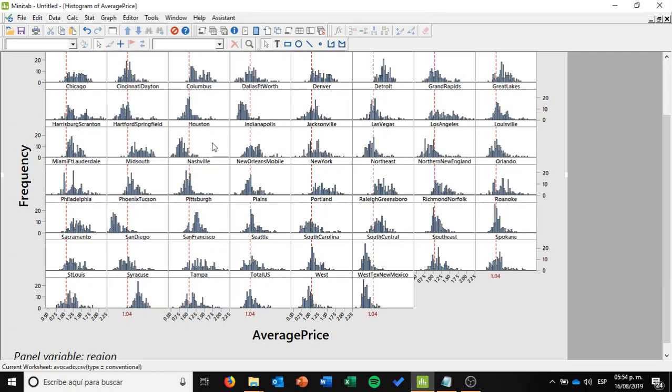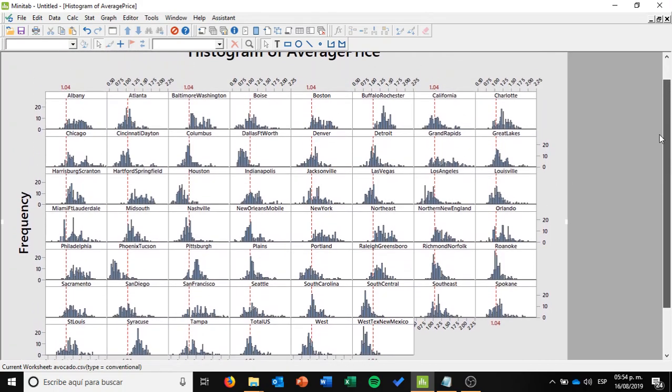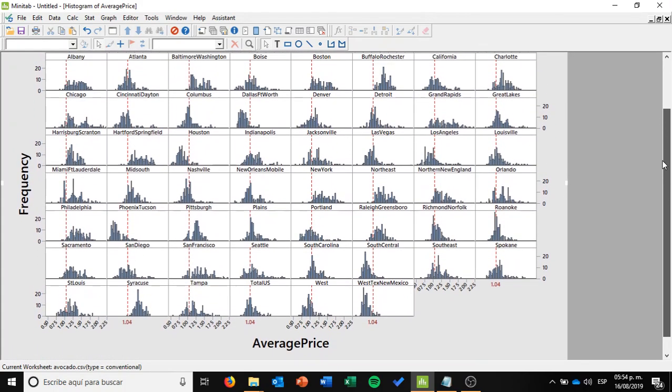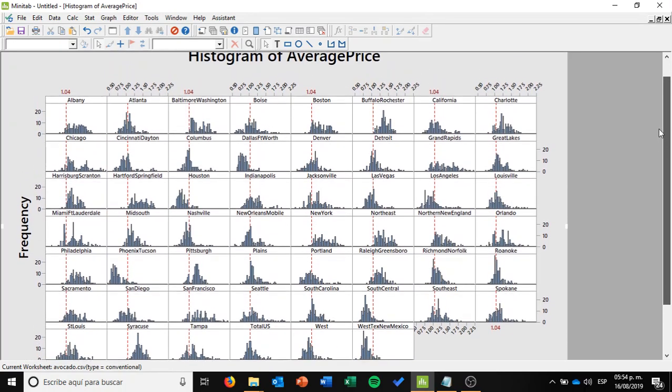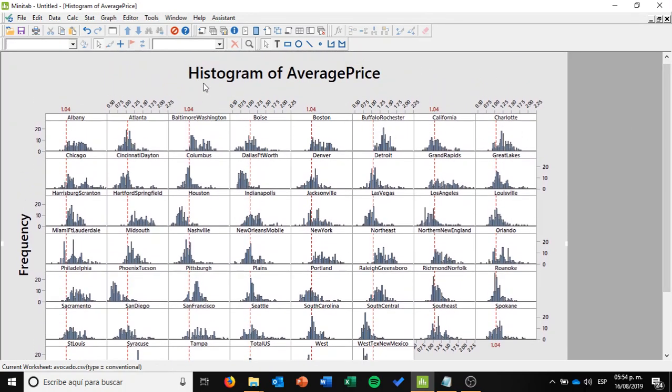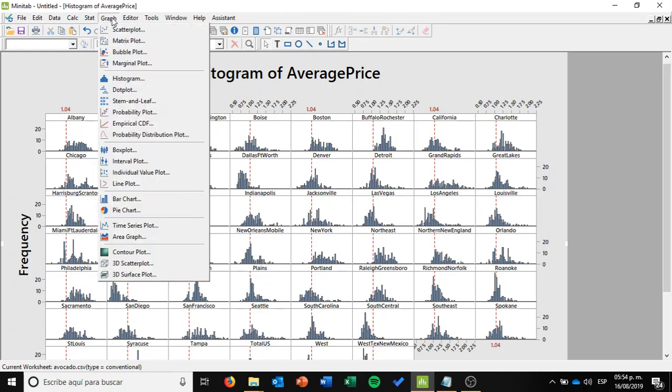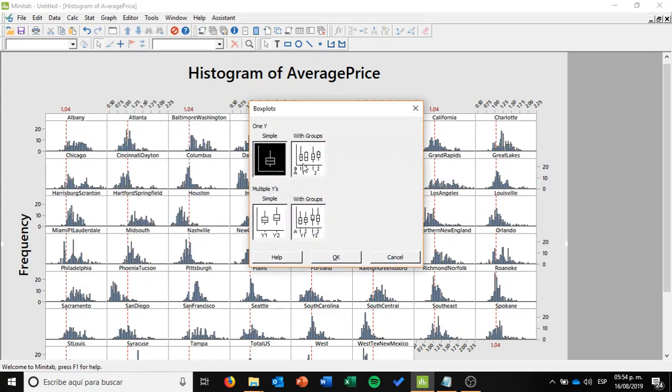So it is quite easier to see what's happening in each of the cities. However, you need to analyze all the histograms to locate the city in which you want to live. So let me do a quite different analysis. Instead of using the histogram, I'm going to use the Boxplot, just as we did in the exploratory analysis of total US. I'm going to go to Graph, then select the Boxplot, and I'm going to use a different option here. I want a Boxplot with groups, so I can do this automatically.